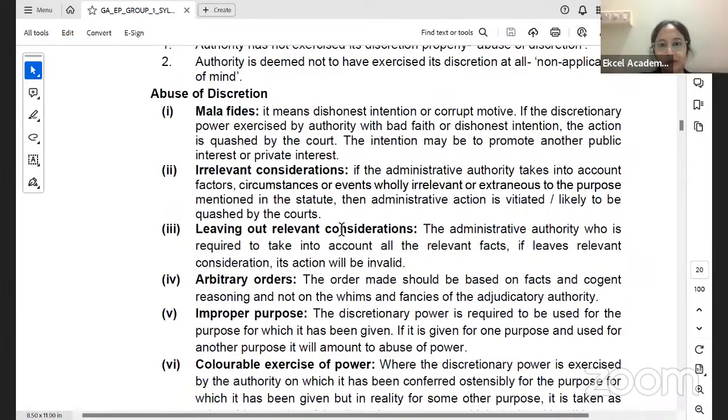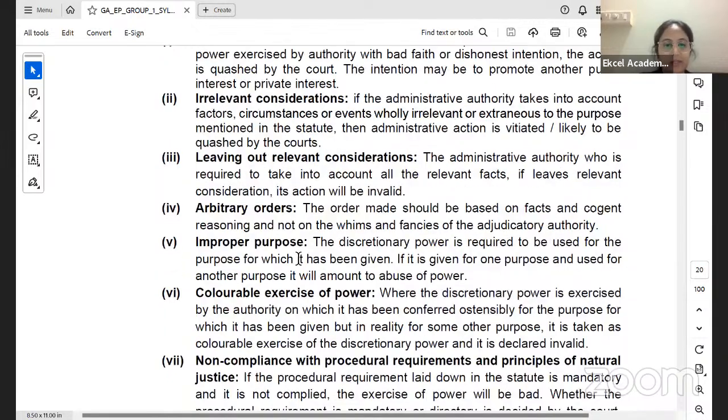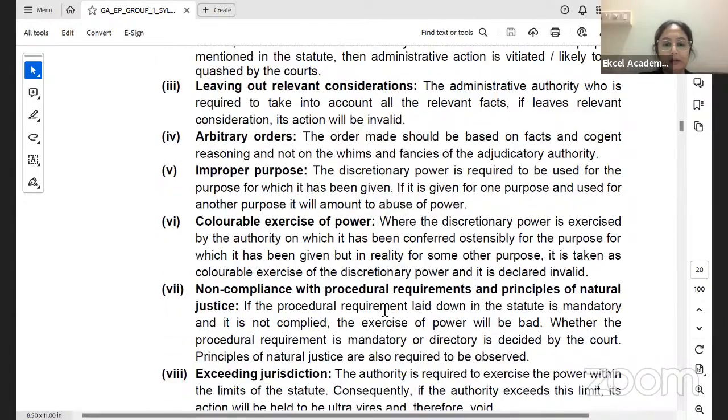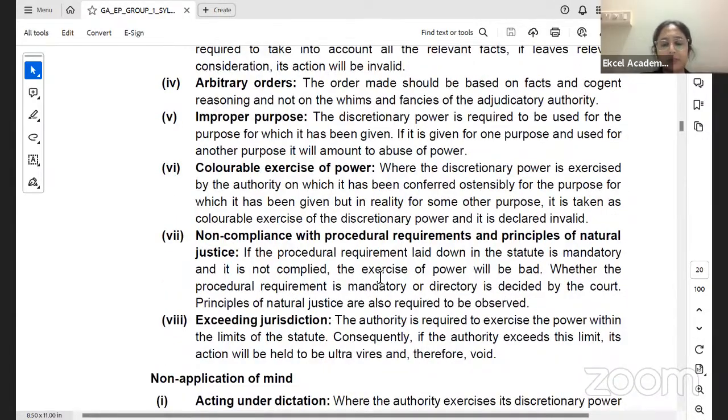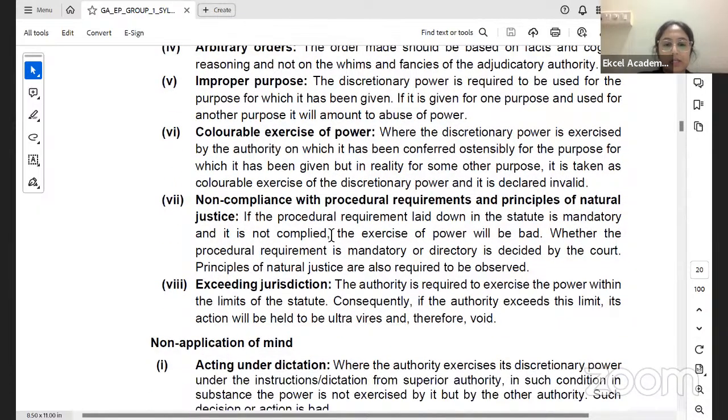Okay, mala fide, irrelevant consideration, leaving out the relevant consideration, arbitrary order, improper use, improper purpose, colorable legislation, then non-compliance with the proper procedures and principles of natural justice. That is, you don't listen to both the parties. Simply one person, you listen to whatever he says and give the decision. And exceeding jurisdiction. So these things are misusing your powers.